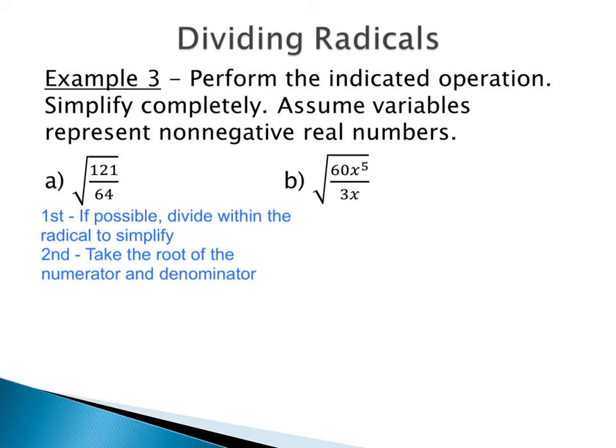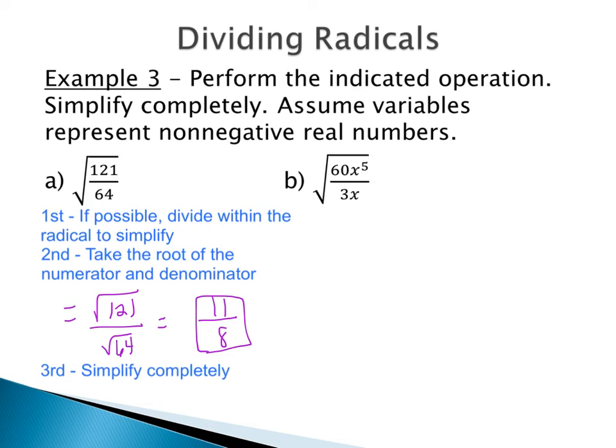121 over 64, I can't reduce that at all. There's no other simplification that I can do, which means that I would just start by taking the square root of your numerator, 121, over the square root of the denominator, 64. And then we would just do that work. Since they're both perfect squares, it makes our life a lot easier. The square root of 121 is just 11. The square root of 64 is 8. And we are done.